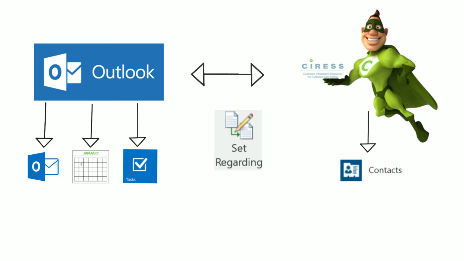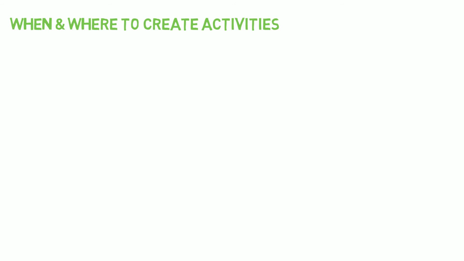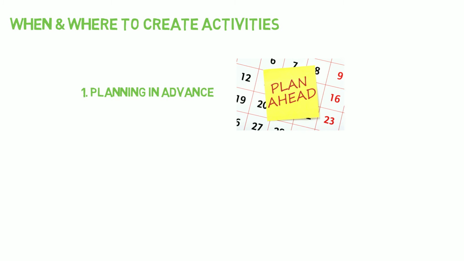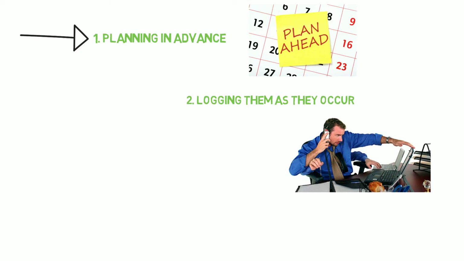Now that we've reviewed the different types of activities, let's consider when and where to create them. There are two ways to create and log your activities: by planning them in advance or by logging them as they occur. It is a best practice to create many of your sales activities ahead of time so they can serve as reminders of the sales actions you need to take in the future.